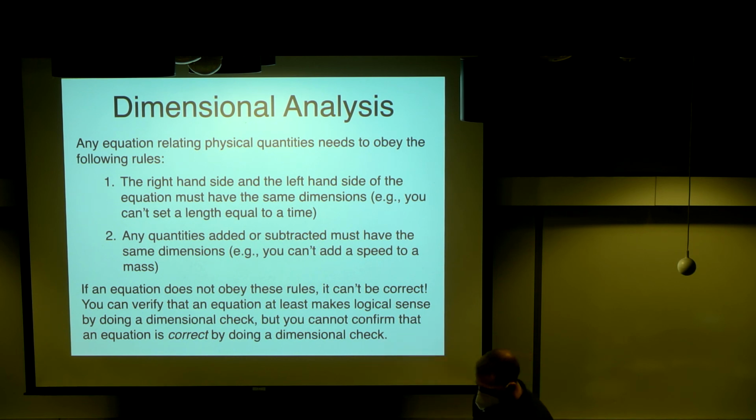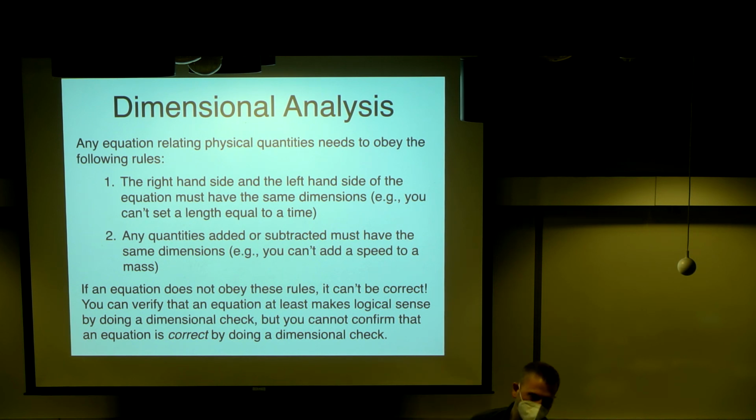Also, whenever we add or subtract quantities, they have to have the same dimensions too. I can't add a time to a length. That doesn't make any sense. I can only add together or subtract like quantities. They have to have the same dimensions.